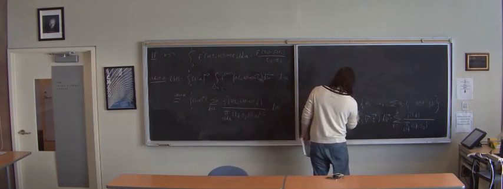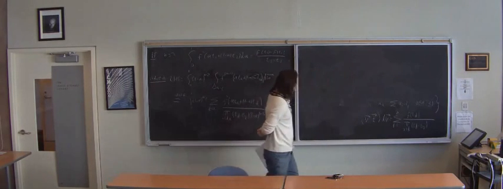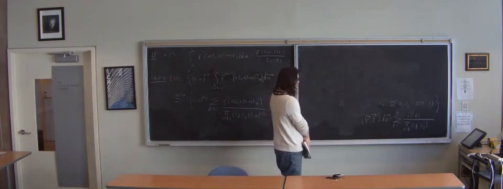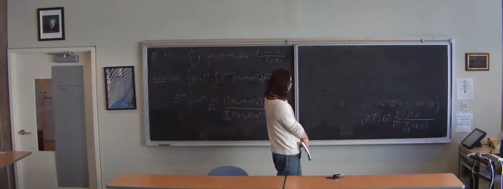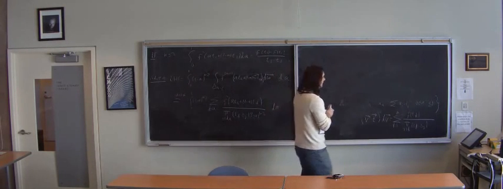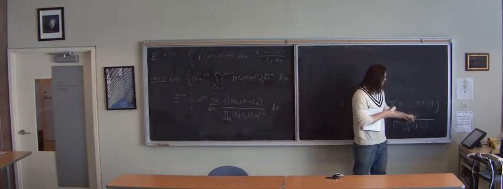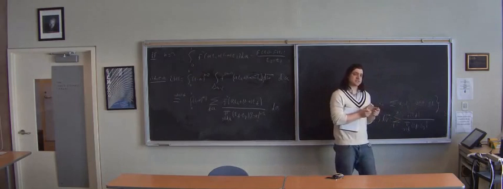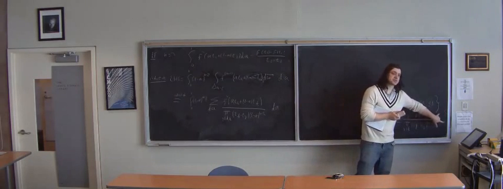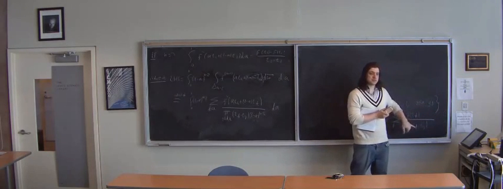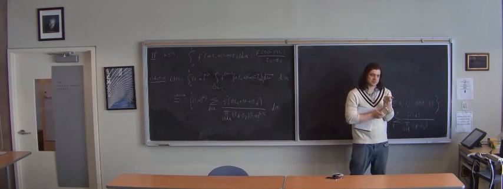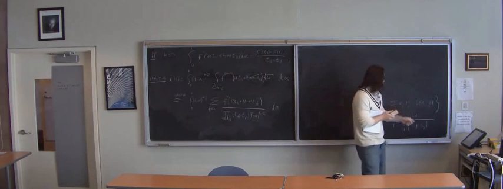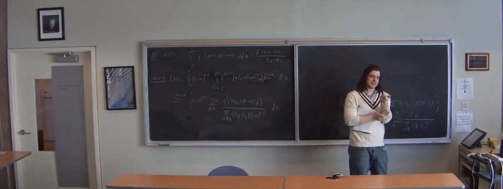Jacob? Yes? Before you erase that. Sorry, in this equality, I don't see what on the right side cancels the pole, like tk equals tj in that expression. Right. So the point is you have f of tk and f of tj there. So at tk equals tj, you have two terms with the same pole but opposite residue. Oh, okay, because you have tk minus tj and tj minus tk.